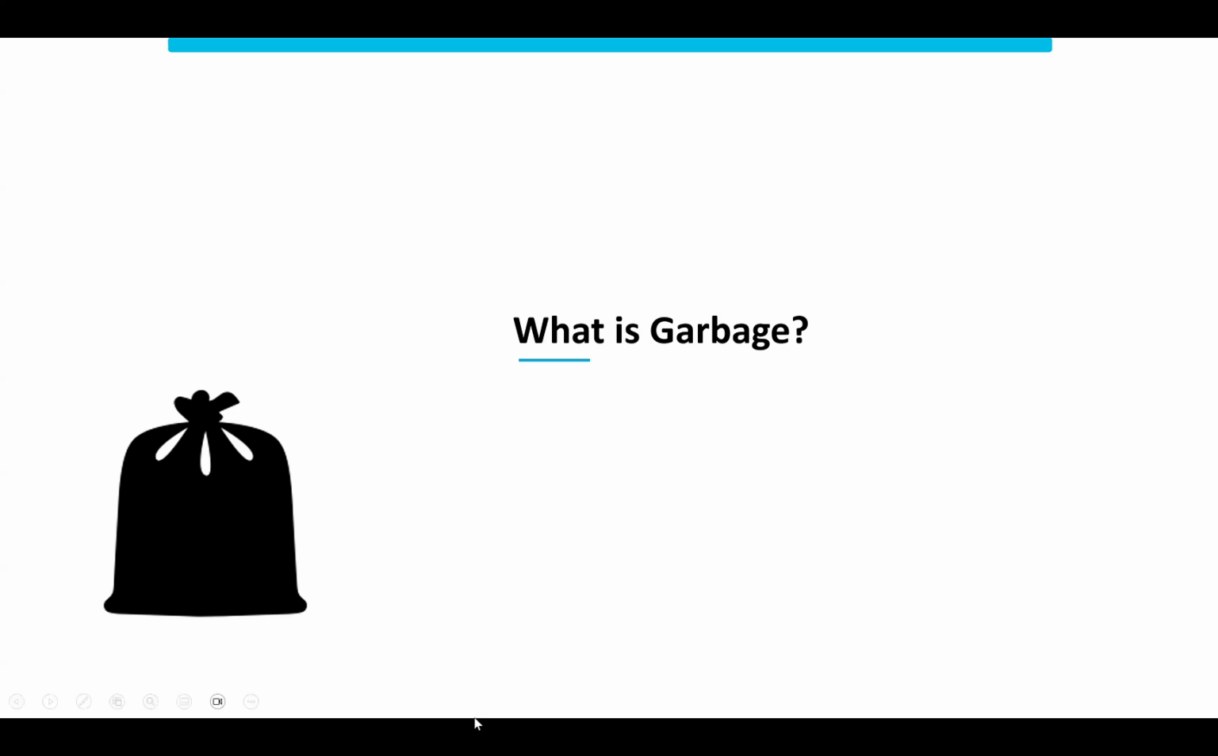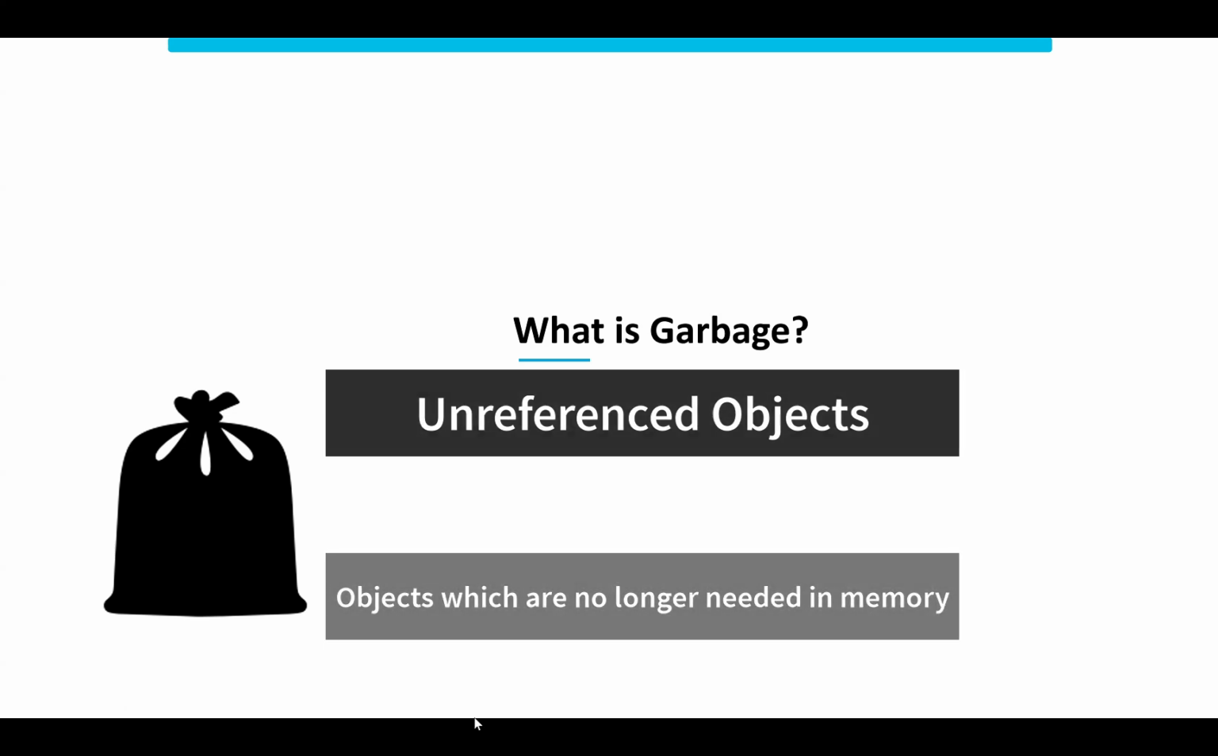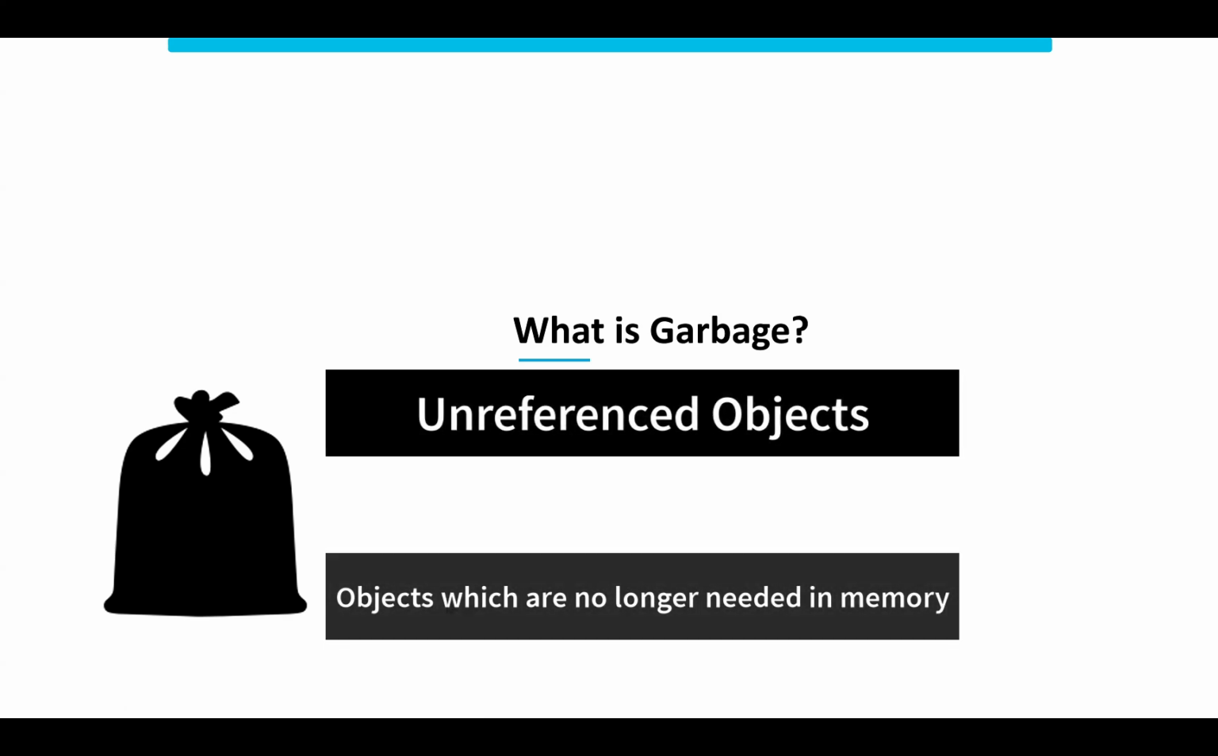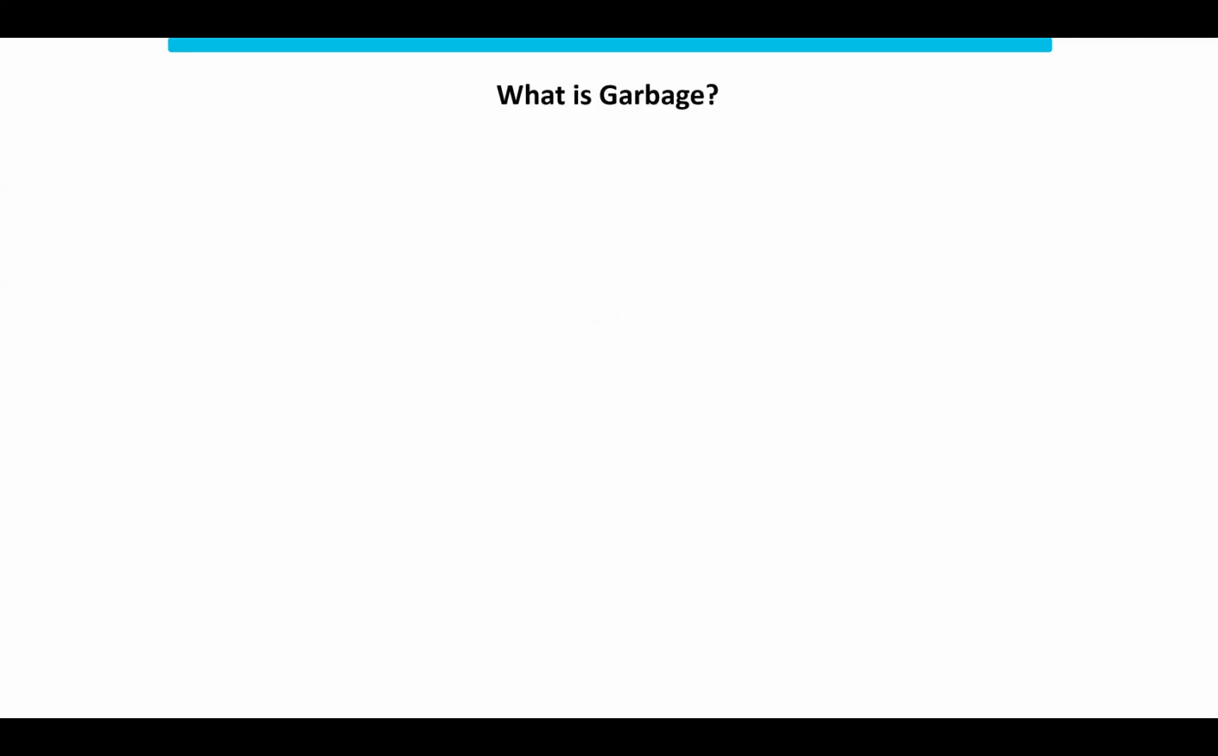Typically when I ask this question, I hear answers like unreferenced objects which are no longer needed in memory. So these are all very valid definitions. But what is my version of garbage? I will share my definition towards the end of this session. But now let's try to understand what is garbage actually within the JVM.